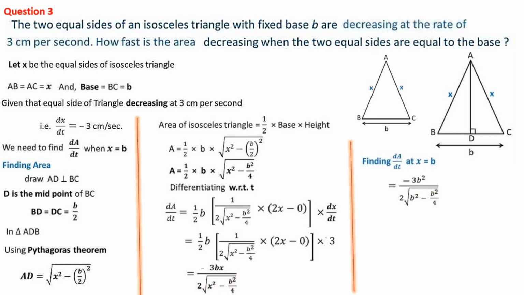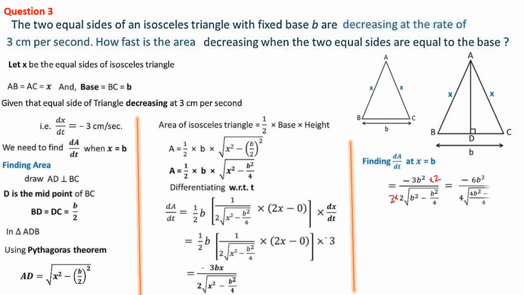Now what I am going to do is multiply the numerator and denominator by 2, just for easy calculation purpose. Into 2 I am multiplying, and here also multiplying by 2. That is what I have done here.